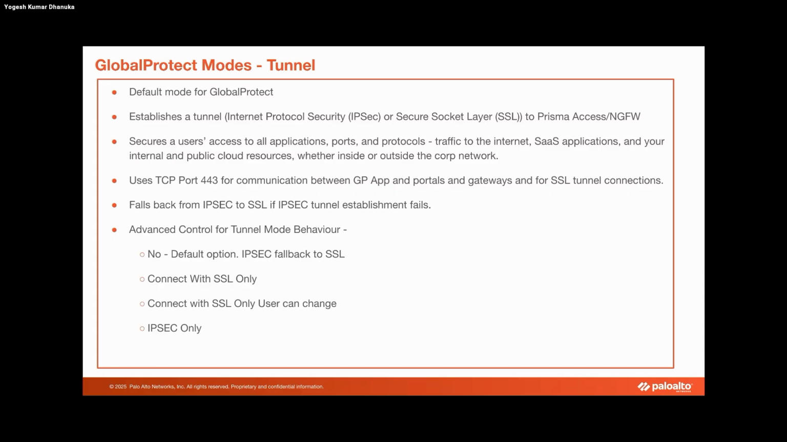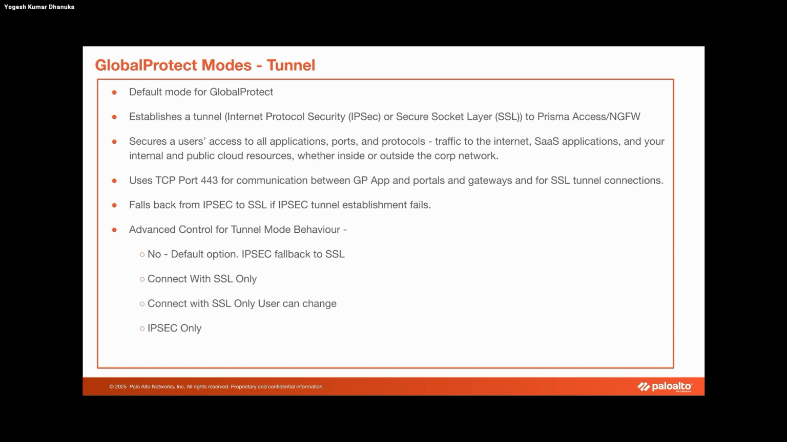And if for whatever reason IPsec is not available, say your local ISP, your local router, or the Wi-Fi that you're connected to has blocked IPsec, GP can fall back to SSL. Comparing IPsec and SSL, IPsec is slightly faster and has better performance compared to SSL because of the underlying protocol. IPsec works on UDP, SSL works on TCP. On top of that, IPsec has a slightly lower header size compared to SSL, so it generally works better, and that's why IPsec is always preferred.